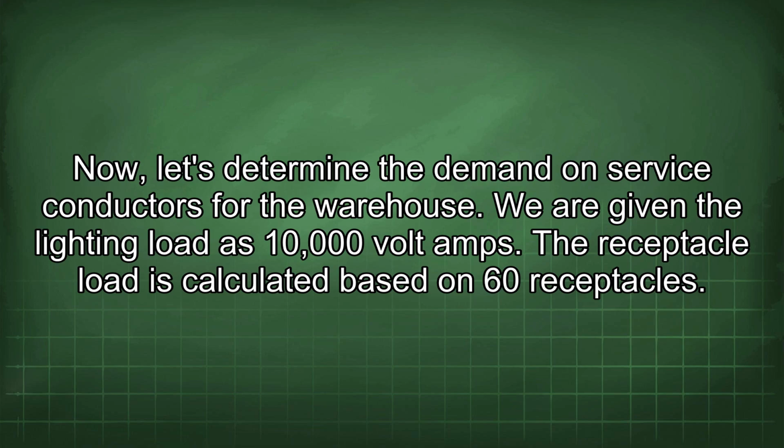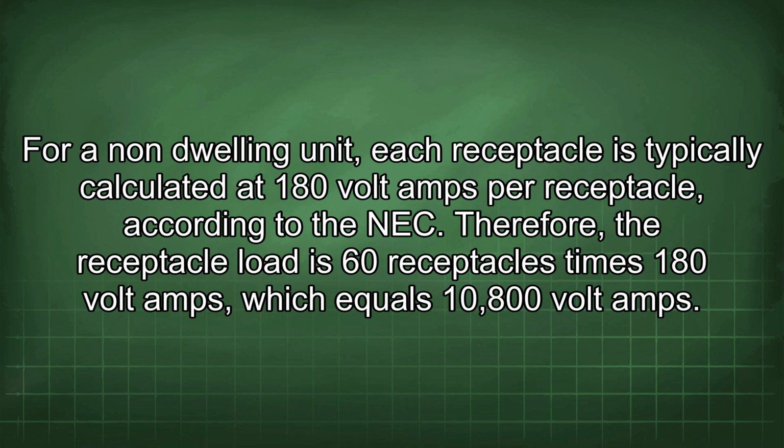Now, let's determine the demand on service conductors for the warehouse. We are given a lighting load as 10,000 volt amps. The receptacle load is calculated based on 60 receptacles. For a non-dwelling unit, each receptacle is typically calculated at 180 volt amps per receptacle, according to the NEC. Therefore, the receptacle load is 60 receptacles times 180 volt amps, which equals 10,800 volt amps.